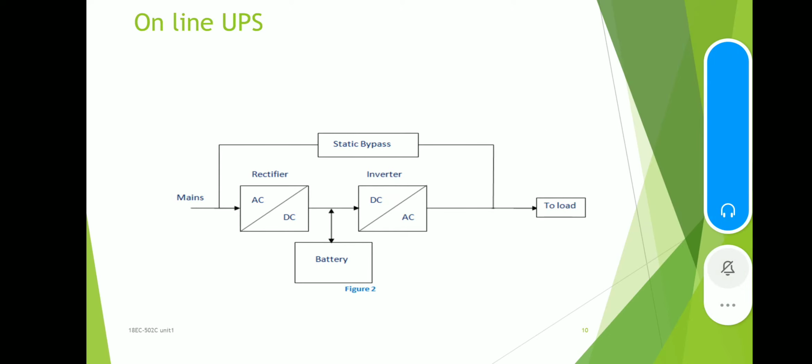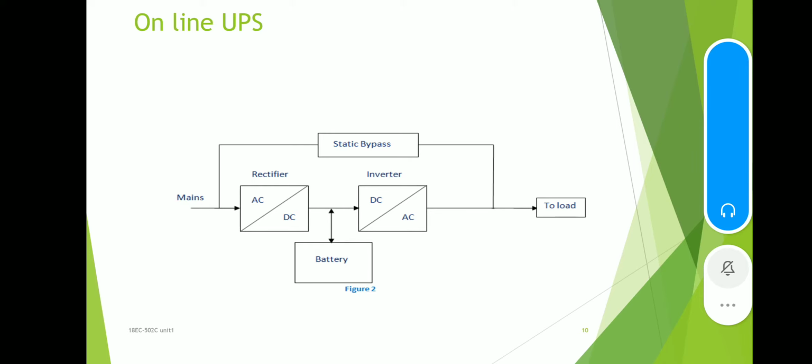And next is the online UPS. See, the name itself says it is online. If you see this diagram, after the main supply there is a rectifier that converts AC to pulsating DC, and there is a battery. This battery continuously charges, and the inverter takes the DC input from the battery, converts it into AC, and drives the AC signal to the load.